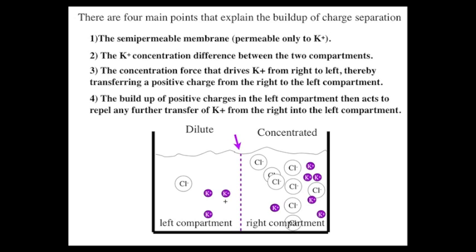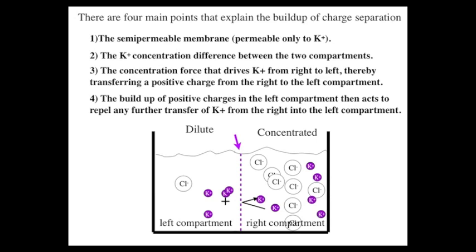And the fourth point is the buildup of positive charges in the left compartment then acts to repel any further transfer of potassium from the right into the left compartment. Watch. It builds up, gets bigger, and then it repels the potassium back in. Or another way of looking at it is the negativity on the right side attracts the potassium back in.